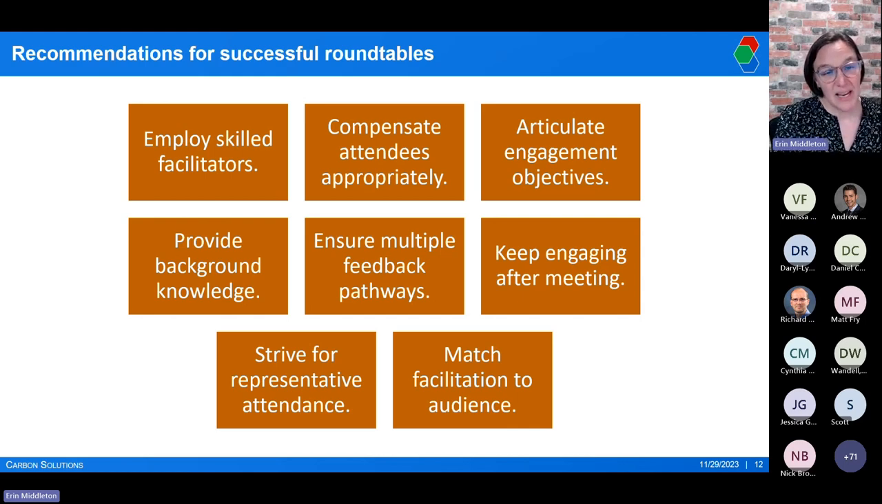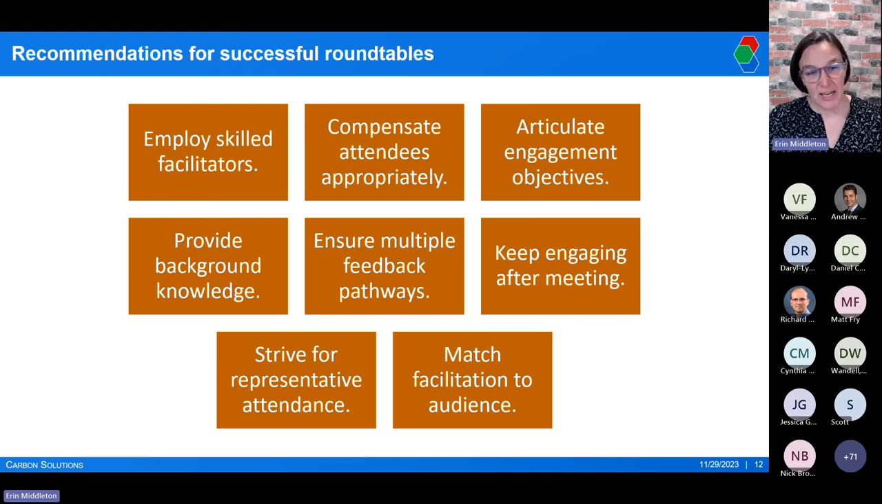Another one is compensate attendees appropriately. Some people, their compensation is being in the room. For other people, the compensation could be food or gift cards or other information. It's going to depend on every community, but having some means of giving people something for their time is important.